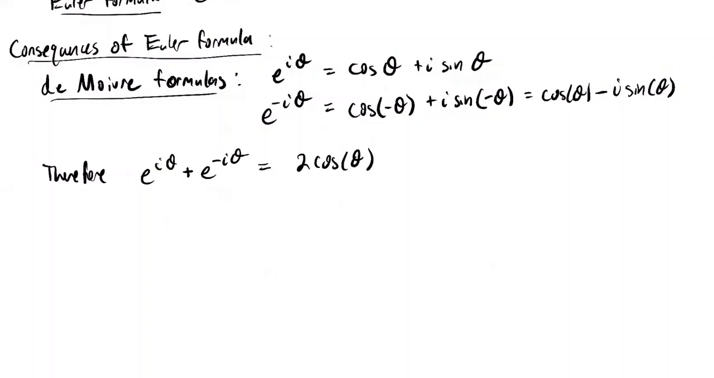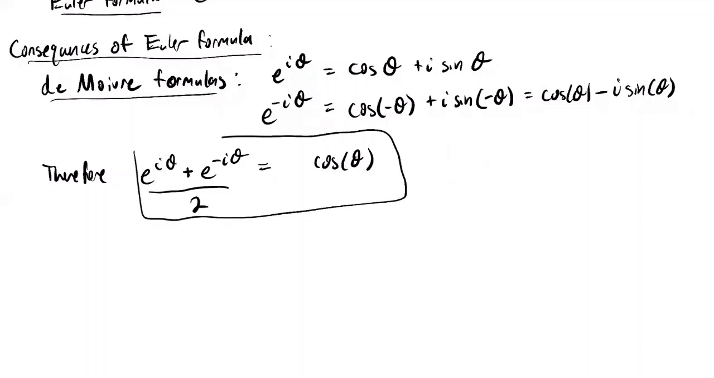This tells me that if I divide by 2, e to the i theta plus e to the minus i theta over 2 gives me cosine of theta.